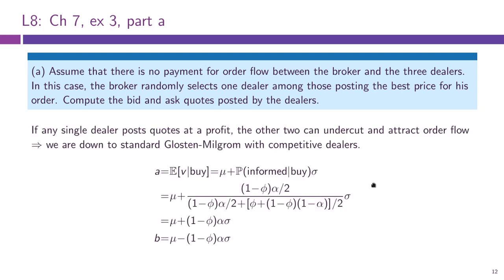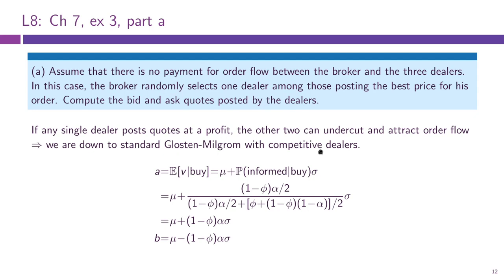Basically, if any single dealer posts some quotes that are expected to generate a profit for him, then the other two can undercut and steal all the order flow. So this is Bertrand competition. And due to this price competition, oligopoly and seeming presence of market power does not actually materialize. So there is no actual market power, even though there are few dealers and they might collude with each other. Okay, so how do we do this?